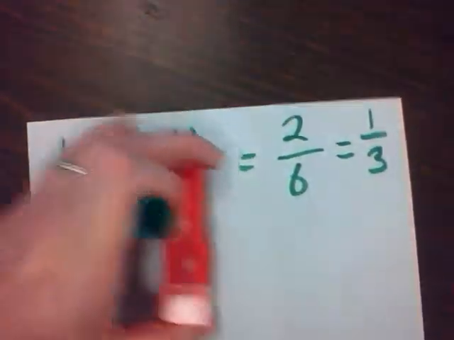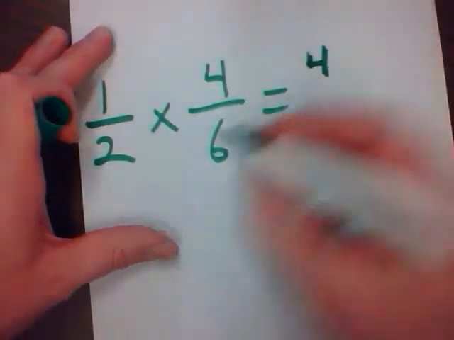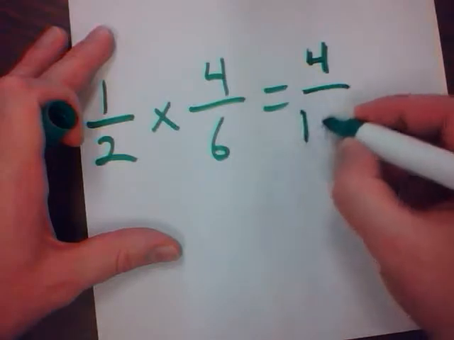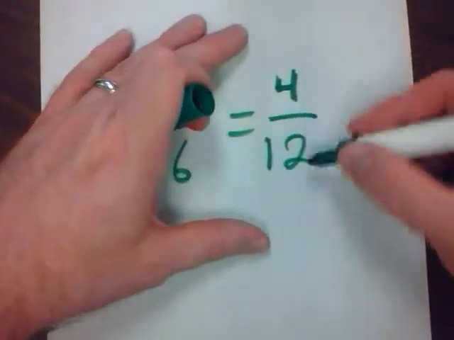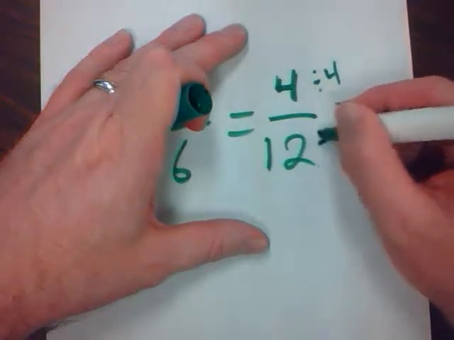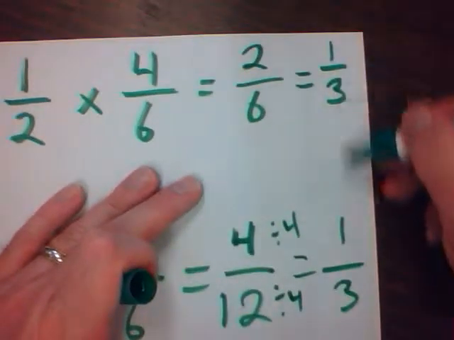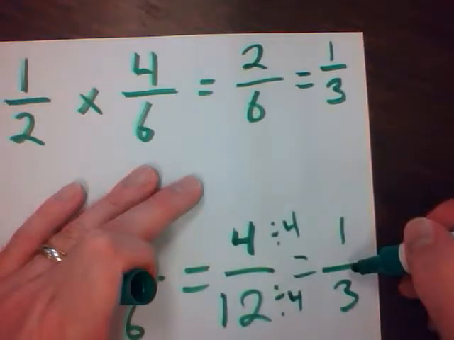Now what if I did it without using that? What if I went like this? 1 times 4 is 4. 2 times 6 is 12. Now these are not in lowest terms. Both of these happen to be divisible by 4, which gives me 1/3. Notice they're exactly the same thing.